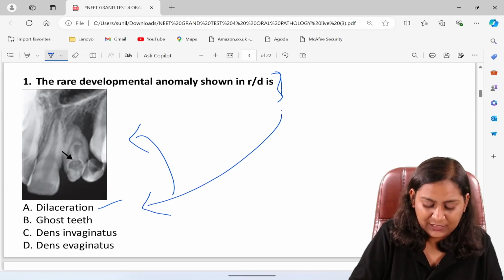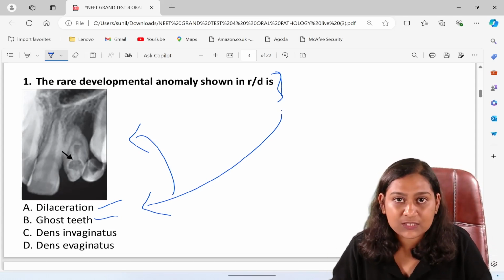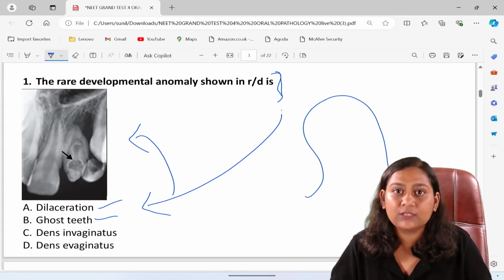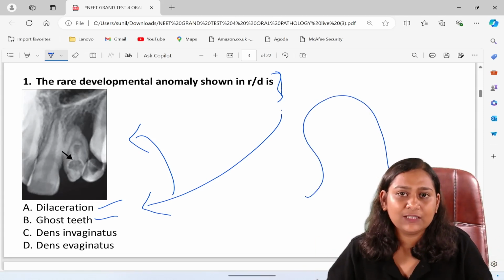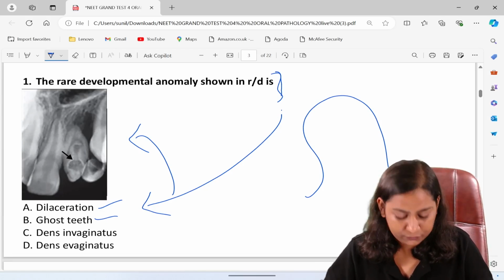Now, dens evaginatus, or rather dilaceration. Can you see any dilaceration? No. Ghost teeth? This is not ghost teeth, because what we see in ghost teeth is just the outline of the tooth, that is just the enamel. Here the dentine and all the other structures are not seen, just the outline of the tooth.